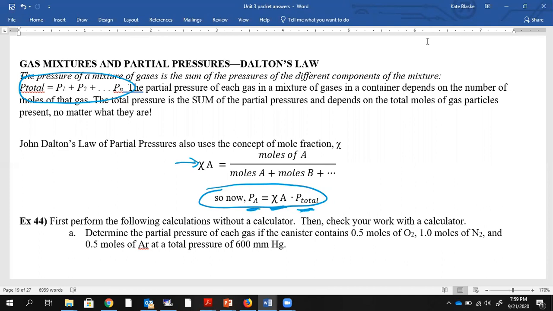So I could do that. I could take the mole fraction of B times the total pressure to get the pressure of the gas B. I could take the mole fraction of C times the total pressure to get the pressure of C. Both of these equations are on your equation sheet, so they are there and available for you to use whenever you need.